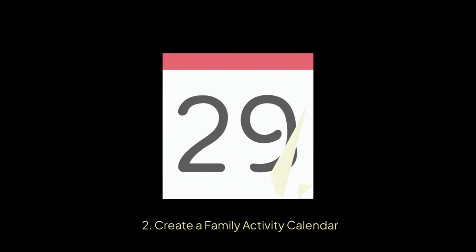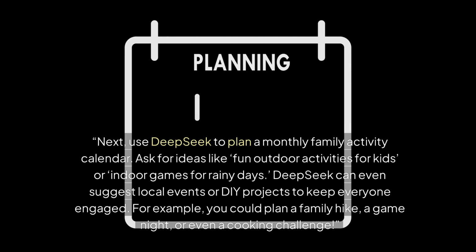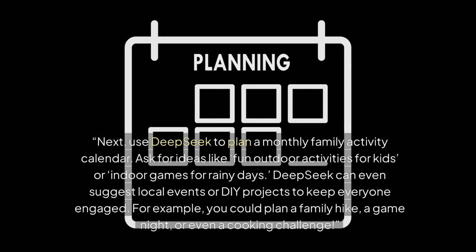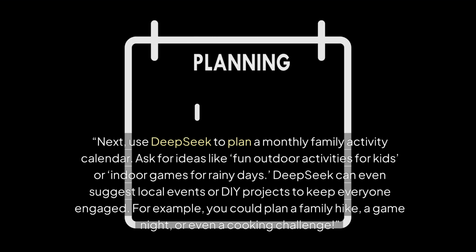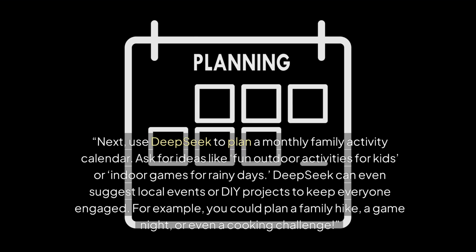2. Create a family activity calendar. Next, use DeepSeek to plan a monthly family activity calendar. Ask for ideas like fun outdoor activities for kids or indoor games for rainy days. DeepSeek can even suggest local events or DIY projects to keep everyone engaged. For example, you could plan a family hike, a game night, or even a cooking challenge.